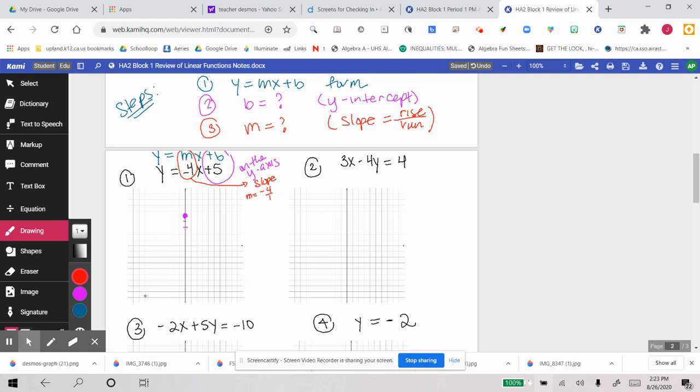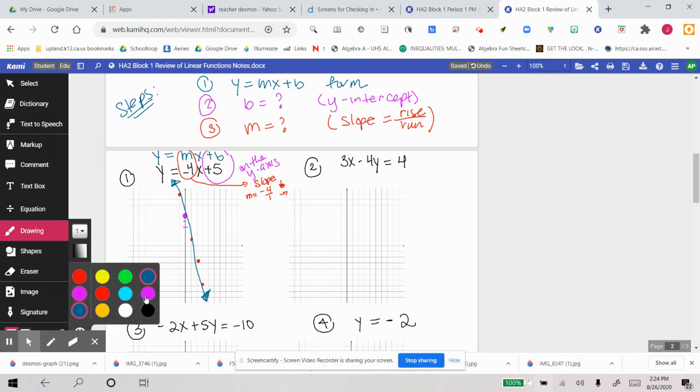Because it's negative 4, instead of going up 4, you're going down 4, right 1. So we're going to go down 1, 2, 3, 4, right 1. Down 1, 2, 3, 4, right 1. And we could do the opposite of down 4, right 1, which is up 4, left 1. And then I can connect them. Not my best line, but that's okay.